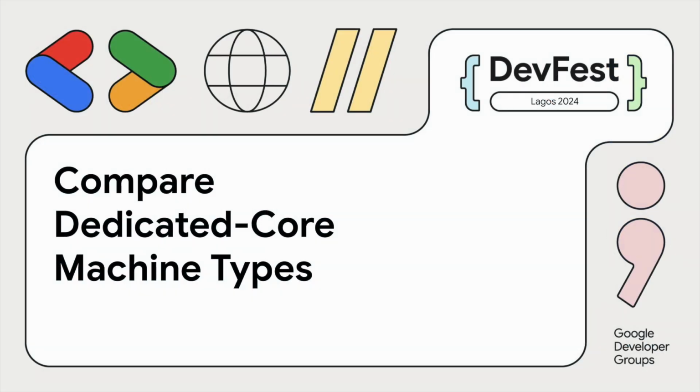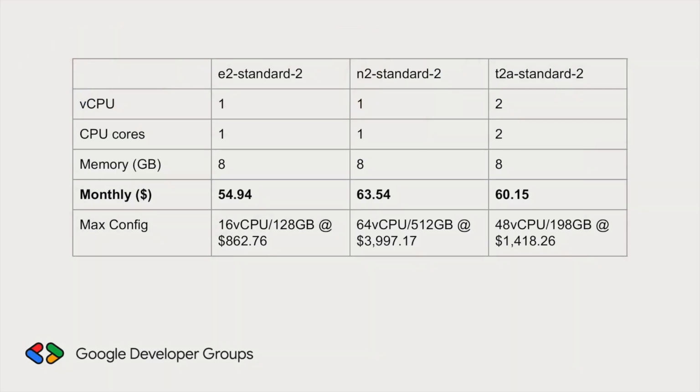Now, the E2 medium that we used was a shared core machine. It was $2 cheaper, but it's not an apples to apples comparison. So let's do an apples to apples comparison. And in order to compare apples to apples, we'll have 3 different platforms: the E2 standard 2, the N2 standard 2, and then the T2A standard 2. The reason being, we will have the same amount of memory, which is 8 gigs.